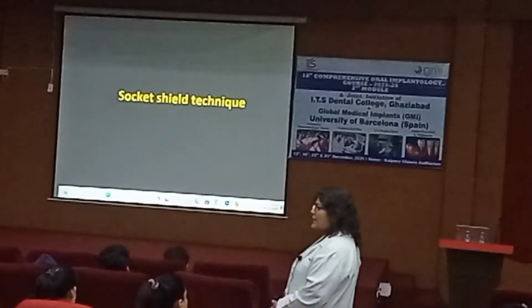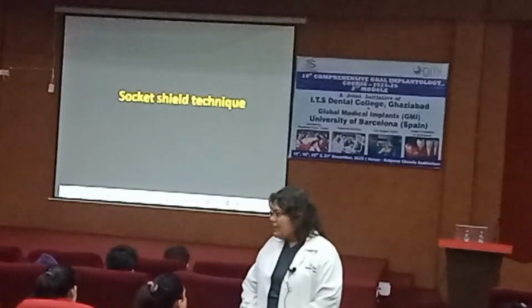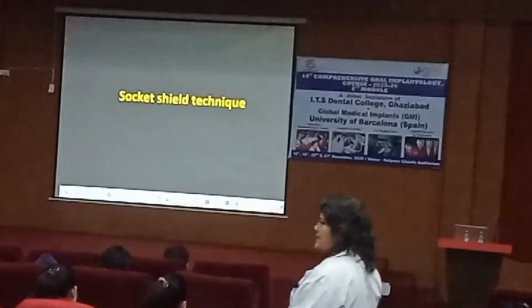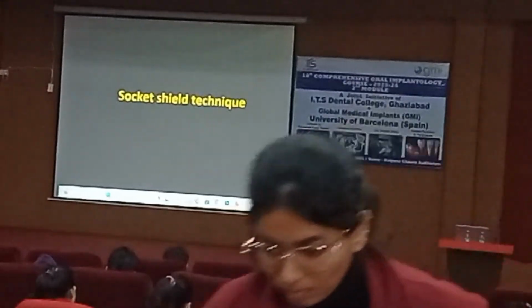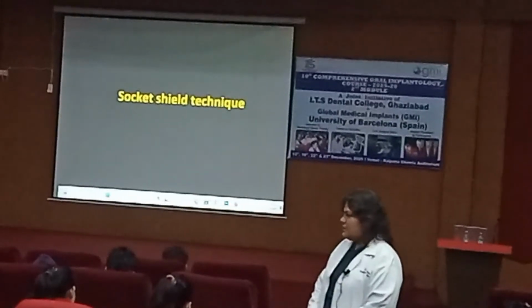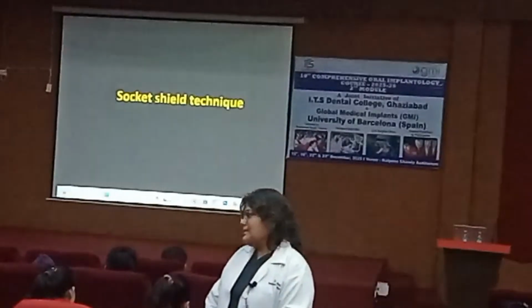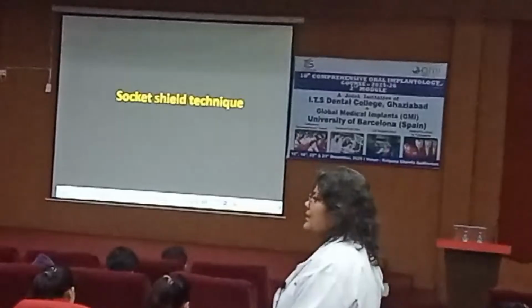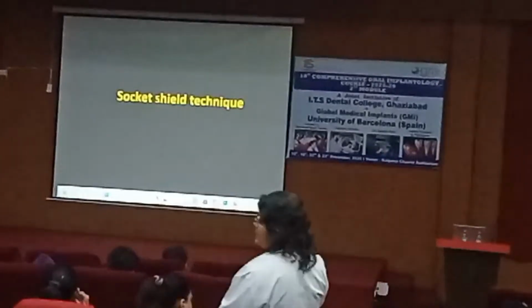Why do we do socket shield? As the name suggests, you are preserving the socket by preserving some part of the root of the incisor, so that your soft tissue fullness is seen whenever you give your provisionals. So it has to be done only in the upper anteriors. We do not perform in the lower anteriors. Right? So it's the root which is preserved.